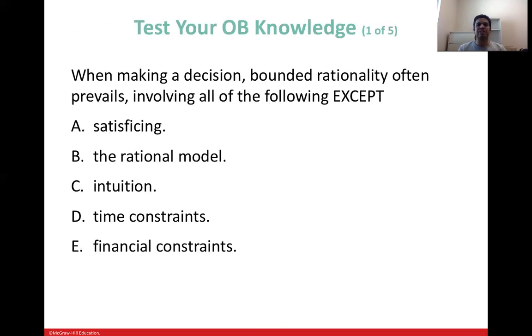Okay, so when making a decision, bounded rationality often prevails, involving all of the following except: A, satisficing; B, the rational model; C, intuition; D, time constraints; or E, financial constraints. If you said B, the rational model, then you're right. Bounded rationality means that we're limited by our constraints, which could be time or financial, and that leads ultimately to satisficing, not leading to the best solution, but an acceptable solution that does not really consider all of the possible alternatives.